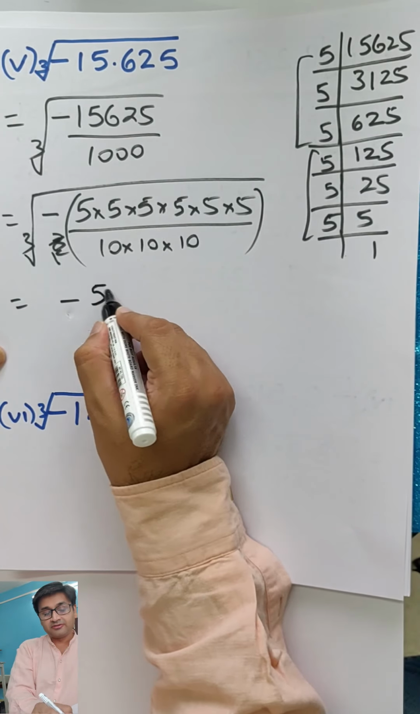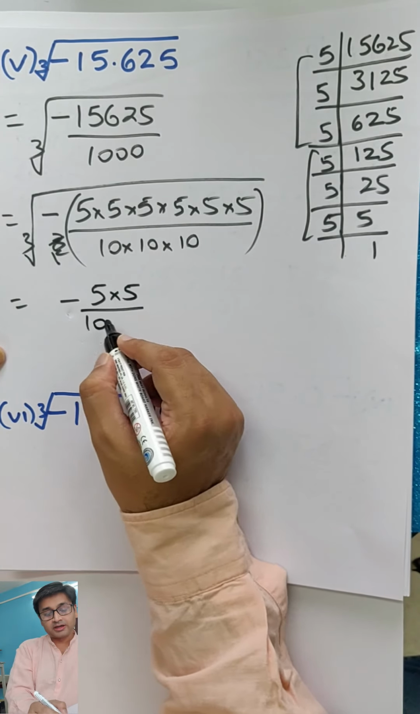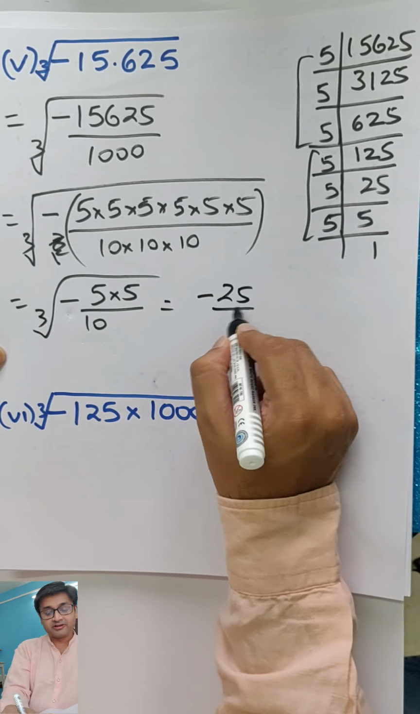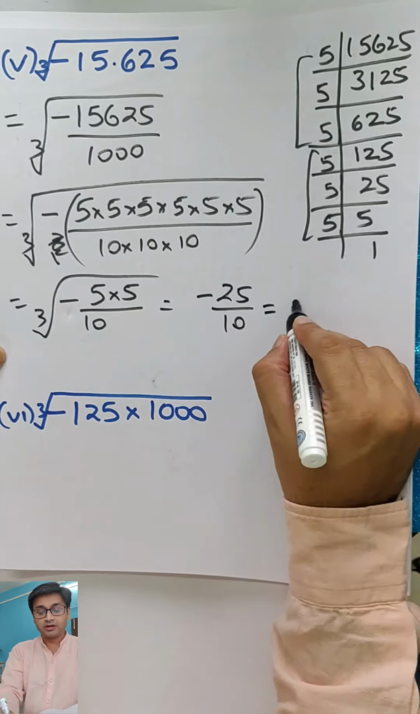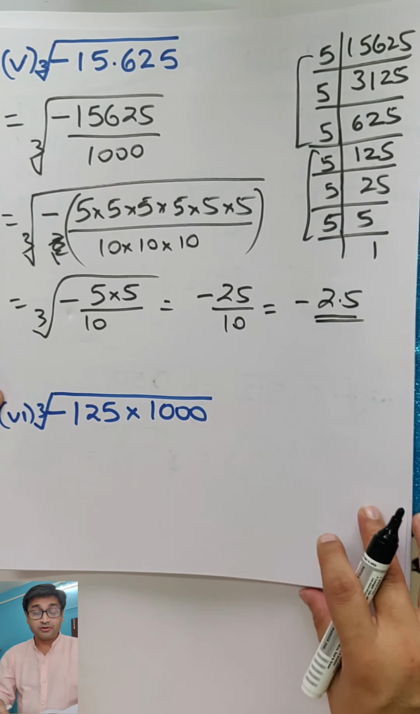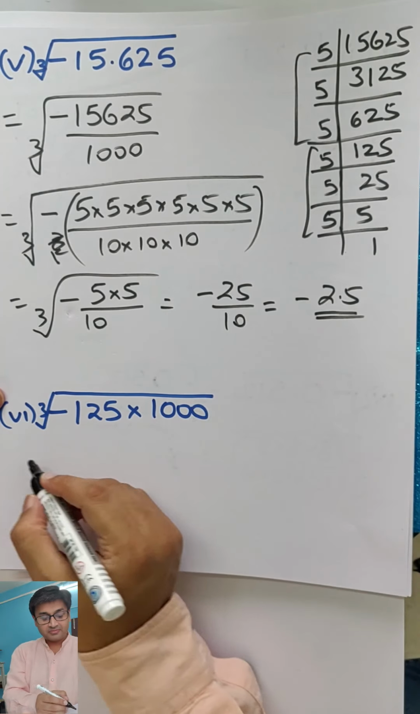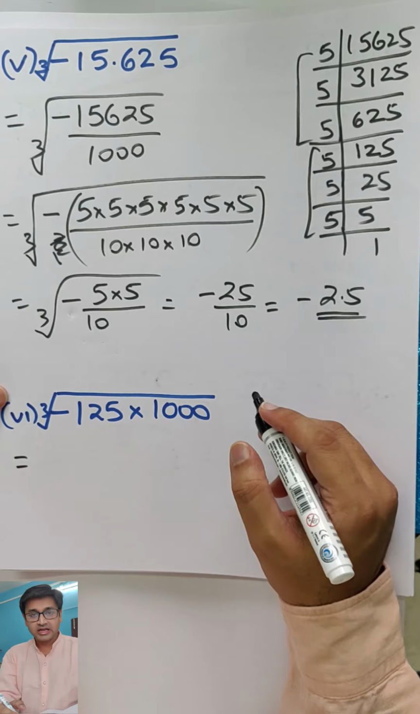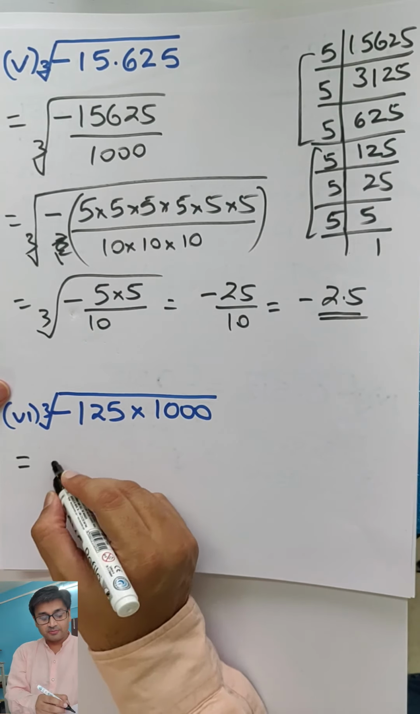So 5 into 5 upon 10, only 10 under the cube root. So negative 25 by 10 and cube root is gone. So negative 2.5. How many got this perfect? Correct. Come on, mental math on your own. You should finish within next 30 seconds. Come on, hit it. Let me see your pace.